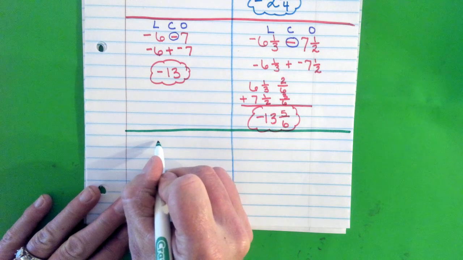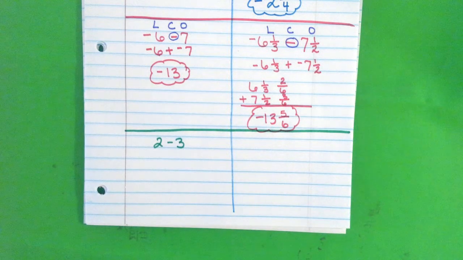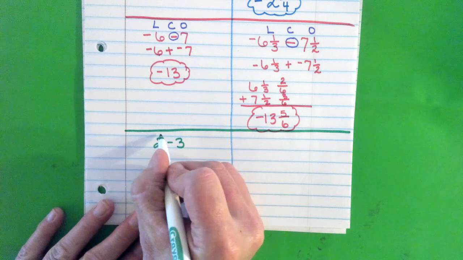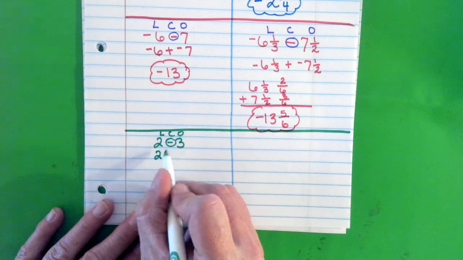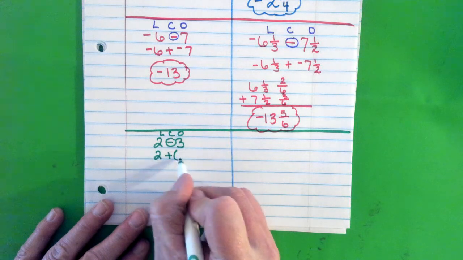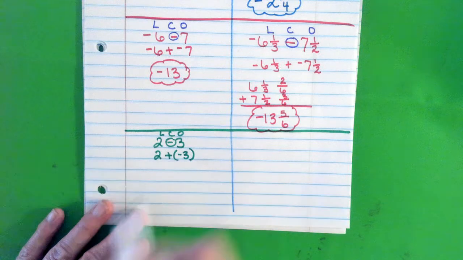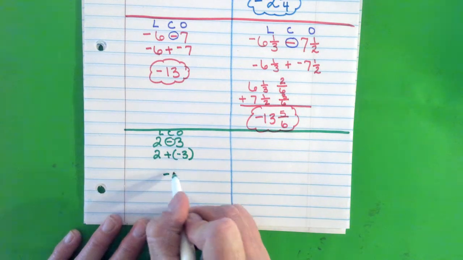Okay, here's my question. What is 2 minus 3? Nope, that's 3 minus 2. Negative 1. Now, remember, LCO: leave the 2, change the minus to a plus. What's the opposite of 3? Negative 3. So you have 2 positives, 3 negatives. The negatives win by 1.